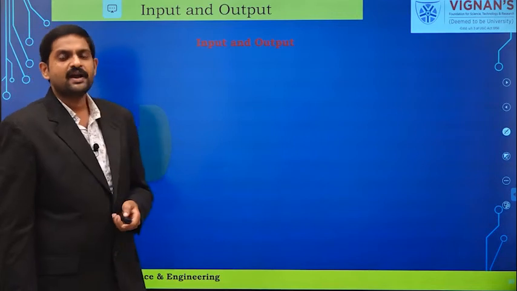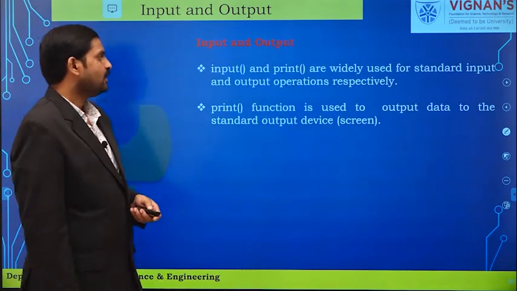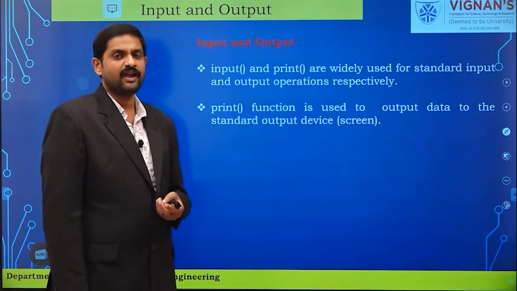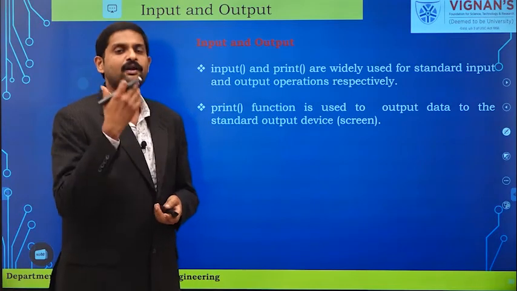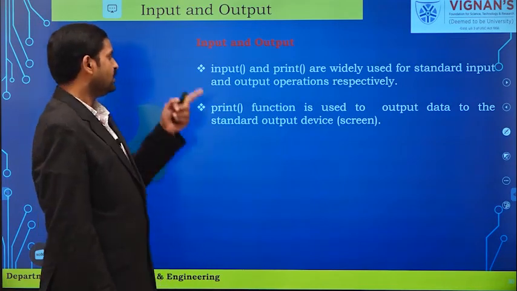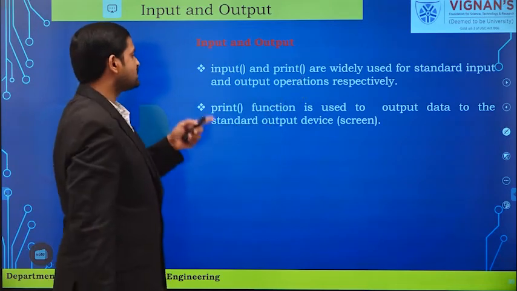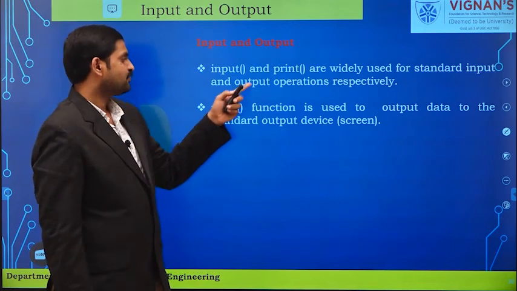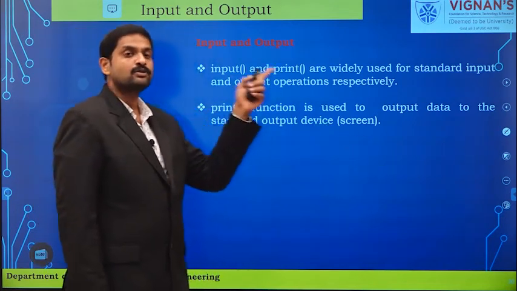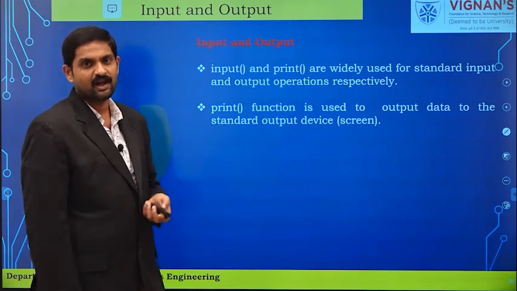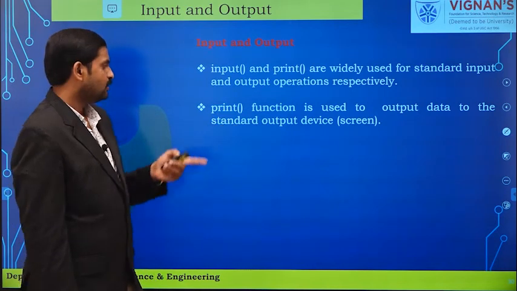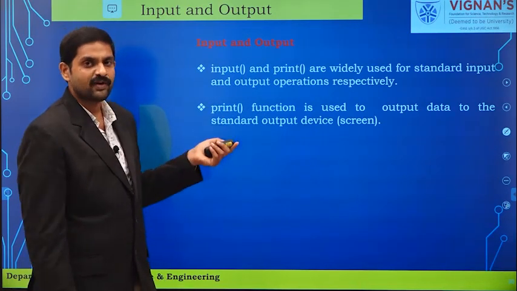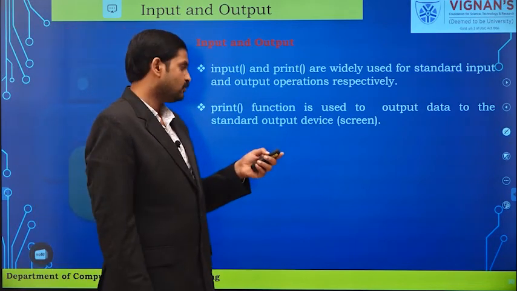Next, input and output. Input and print are widely used functions to take the input and to print the output. Input and print are the standard input and output operations respectively. Print is used to output data to the standard output device, nothing but our monitor. We will use the print function to output the data. We will use the input function to take input from the user.